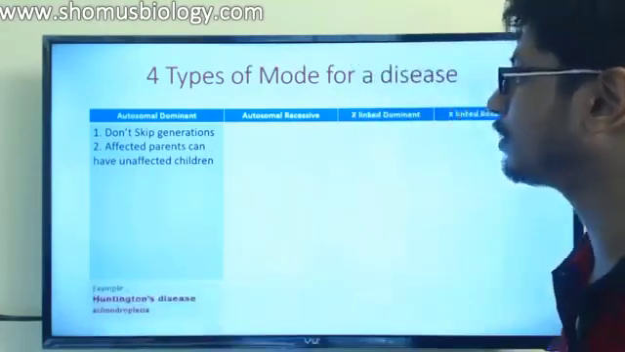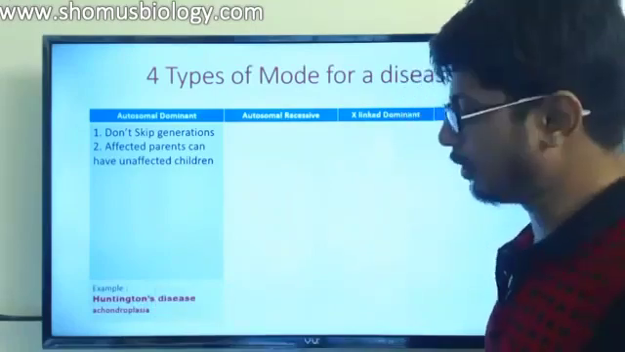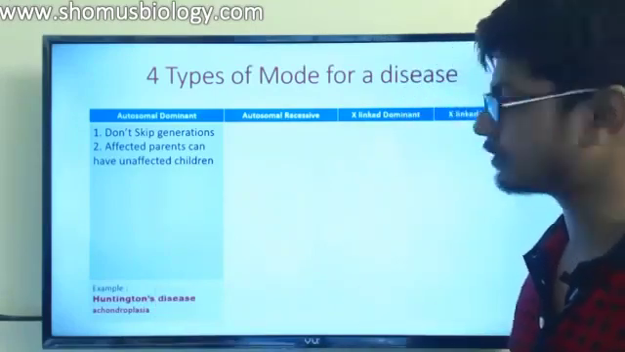Examples of autosomal dominant traits are Huntington's disease and achondroplasia. You know, achondroplasia is a type of dwarfism.